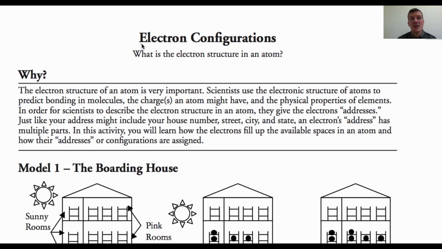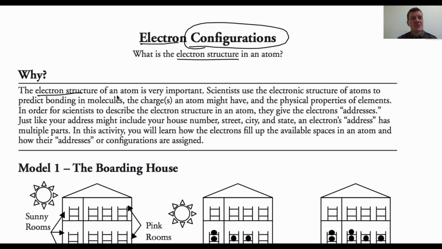We're going to continue to talk a little bit about the electron, and we're going to talk about how electrons are configured or arranged in the atom. So what is the electron structure in an atom? All we've established up to this point is that electrons are going to reside at different, specific energy levels. Well, let's get a little more specific about those energy levels.